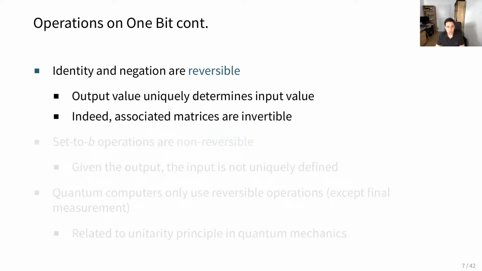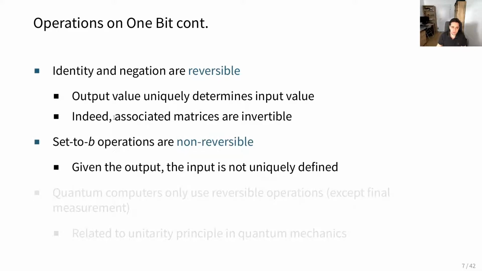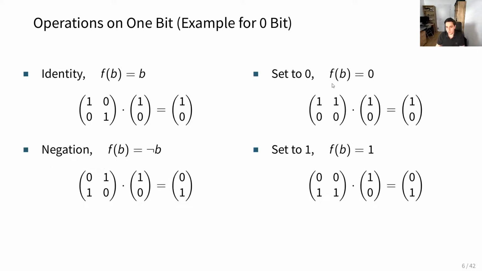But this is not true for these constant functions here. So these set-to-0 or set-to-1 functions are non-reversible, which means that if we are given the output, we cannot really know what the input was. In the case with the single bit here, if the output was 0, the input could have been either 0 or 1. We just don't know. And indeed, the matrices here are not invertible, which we can see immediately.